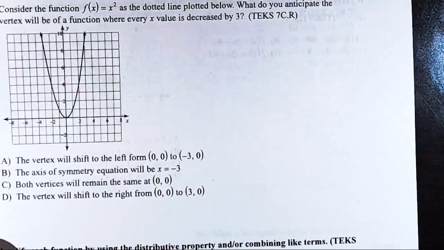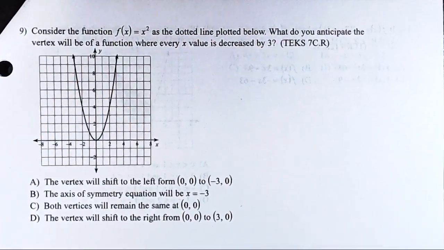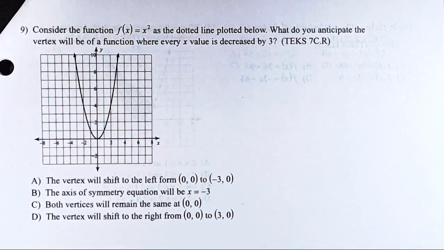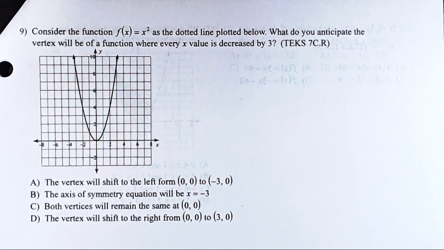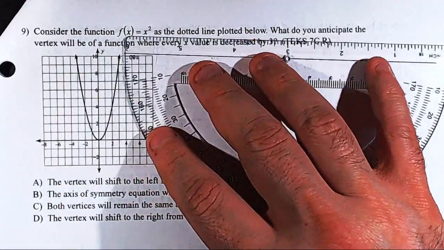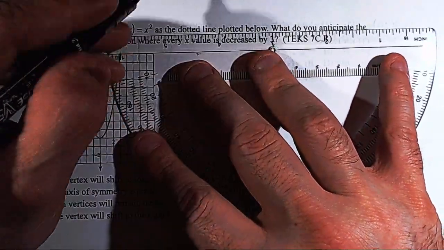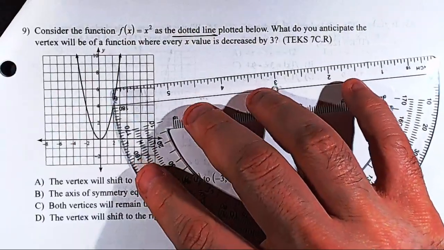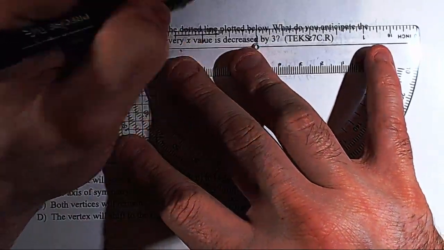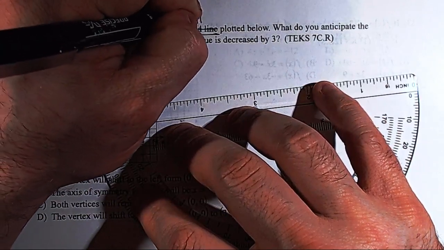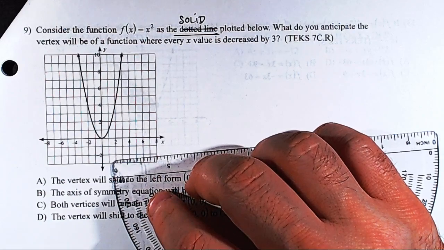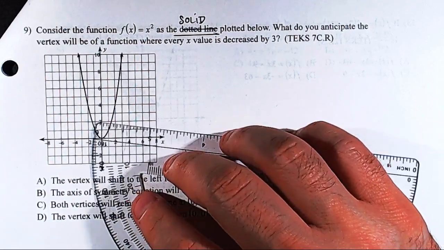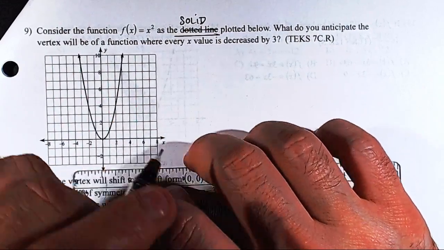Next, number 9, consider the function f of x equals x squared as a dotted line plotted below. Oh, I see. Some of you are telling me this dotted line thing isn't there. You're right. It's not a dotted line. This is a typo, so it's a solid line. It doesn't change the way the problem works. It's just a little bit of a confusion point there.